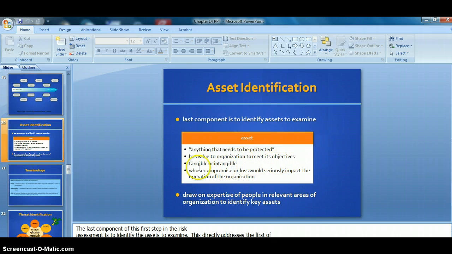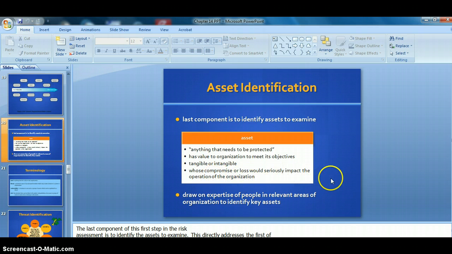These assets can be tangible or intangible. Tangible looks like the hardware; intangible is like the software. Their compromise or loss would seriously impact the operation of the organization. It means that the compromise or loss of these assets would seriously impact the operation of our organization.